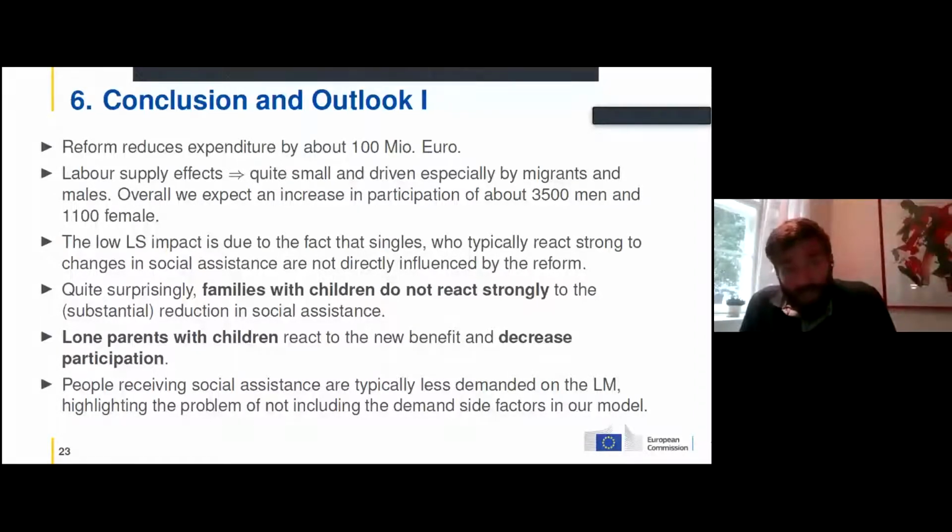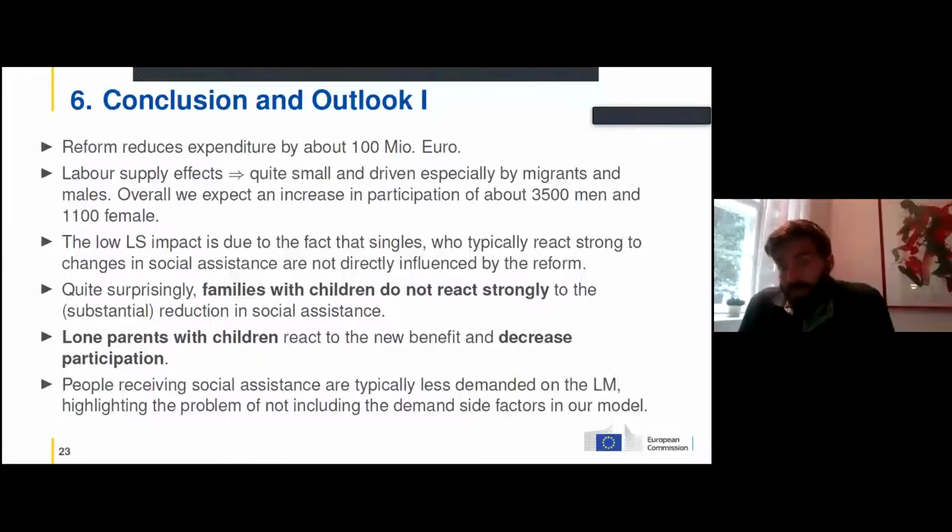What is also surprising to me is that families with children do not react strongly to the substantial reduction in social assistance. This can be driven by the utility of those families, because they might simply value staying at home higher than working. And we also see lone parents with children actually react to the new benefit because they got the benefit increase and decreased participation. So there's also this counteracting effect that we would expect from this reform.